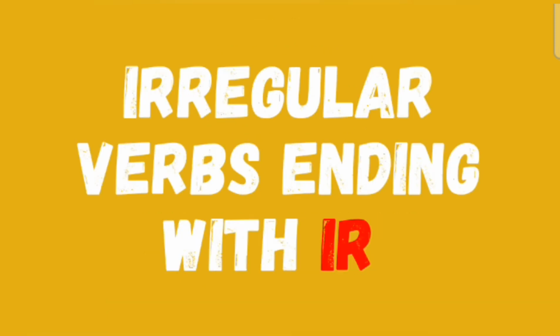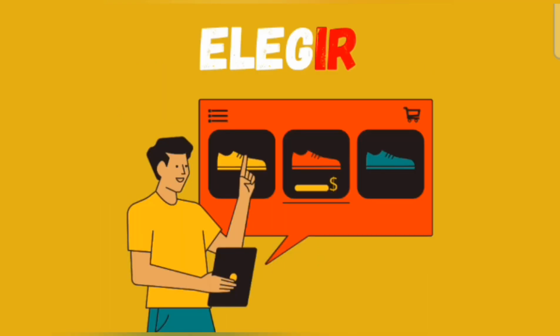Now, let's go to our regular verb ending with IR. We have this verb to choose. To choose means elegir.